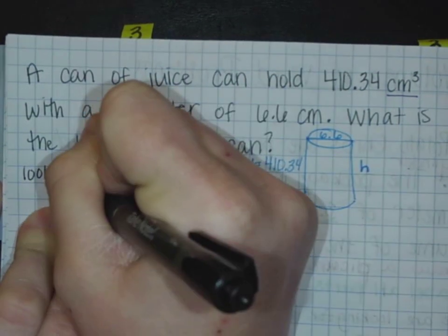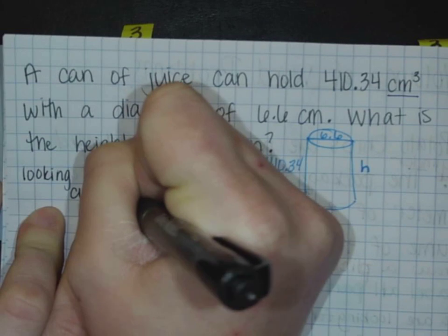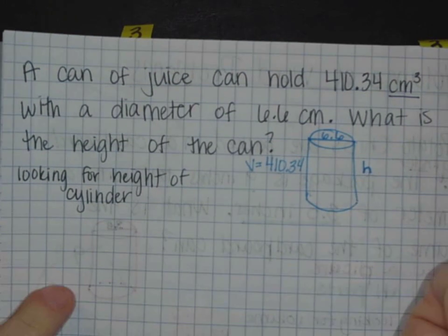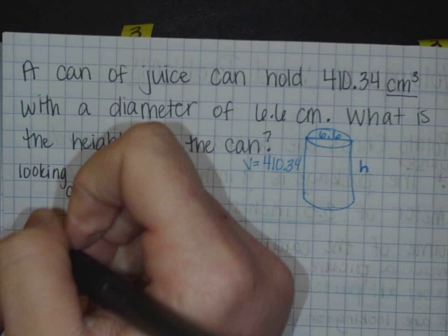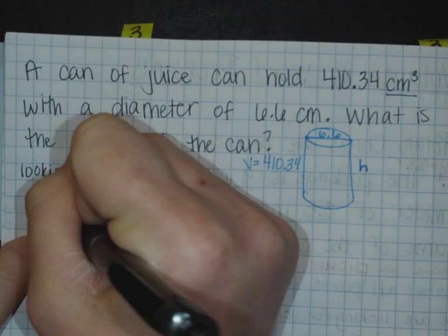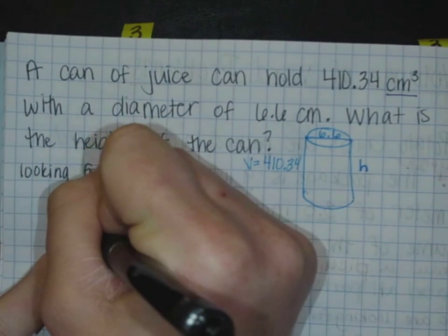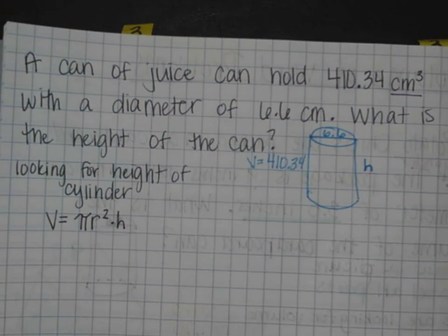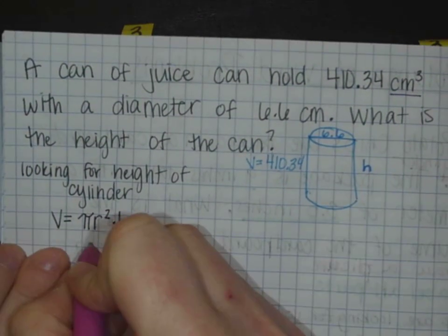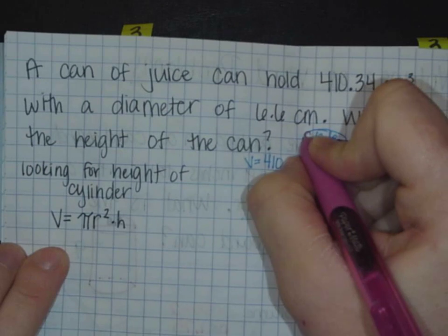Of a cylinder. Since we're looking for the height of a cylinder, we're still going to use the same formula. So it's V equals pi r squared times height. Plug in what you know. So we know 6.6 is the diameter.